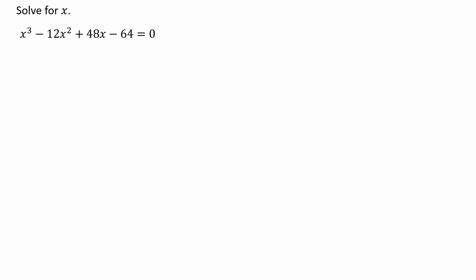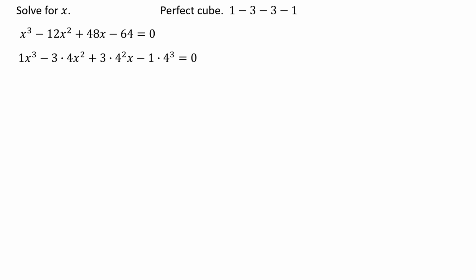New example. Once again, I can notice that it's a perfect cube because, oh my goodness, 64 is just 4 to the third power. And I notice it's a 1, 3, 3, 1 pattern. Right, so there's really no work to show. It's just x minus 4 to the third power. In other words, it's x minus 4 times x minus 4 times x minus 4.